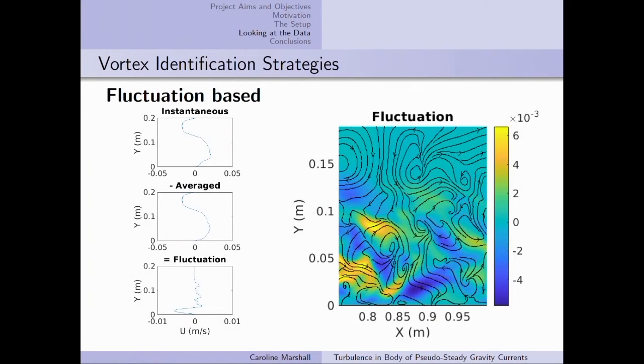So the first that I'm going to talk about today is conceptually the simplest. We can look at fluctuations. Because the flow within the body is pseudo-steady, so we've got those time-averaged constant properties, we can look at fluctuations in downstream velocity, so pseudo-color of downstream velocity fluctuations, overlaid with streamlines of downstream and vertical fluctuations to find regions of possible rotation.